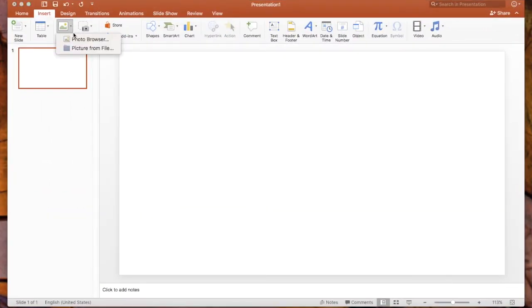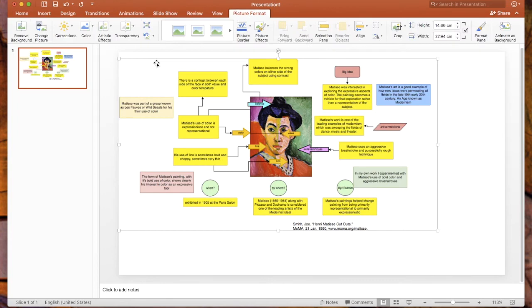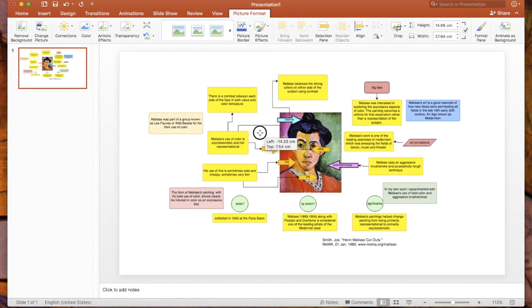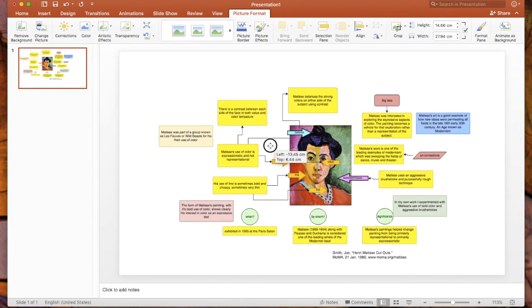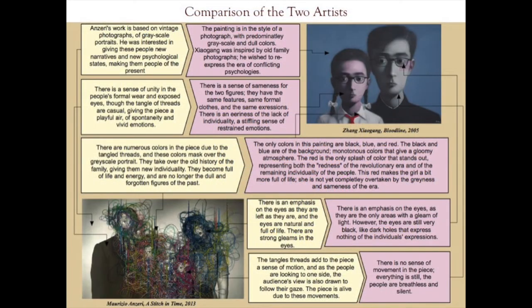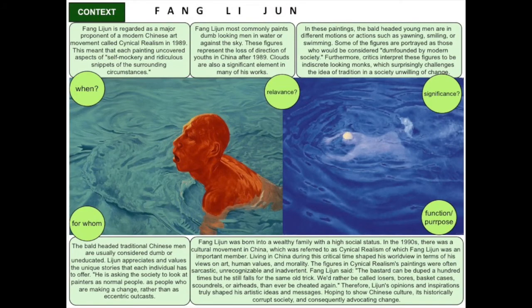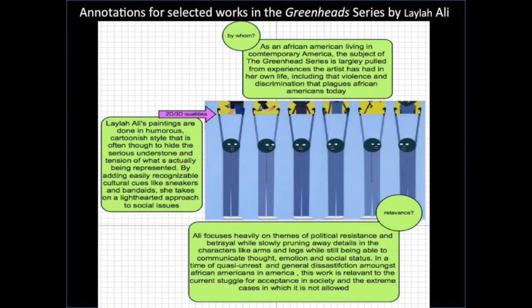After saving my image, I can use it in other programs like a word processor, a PDF, or PowerPoint. I can use my ART-O-MATIC as part of a presentation, a paper, the IB's comparative study. As you can see by these student examples, the ART-O-MATIC allows you to format your research and analysis in a wide variety of ways.